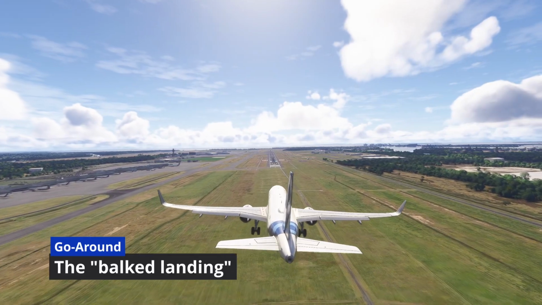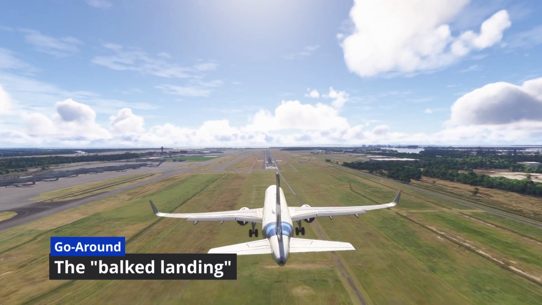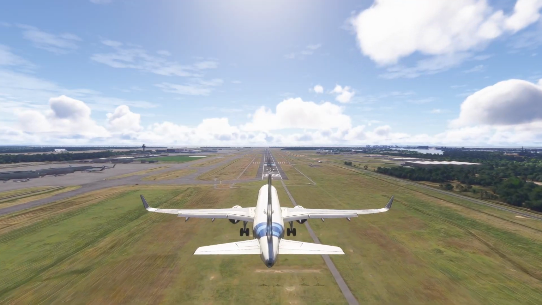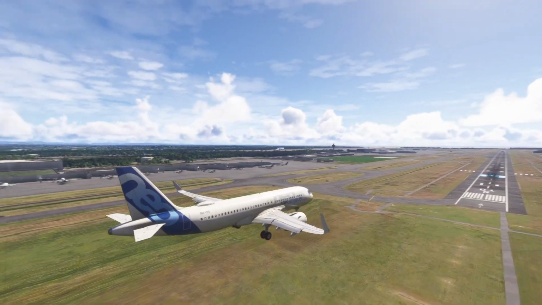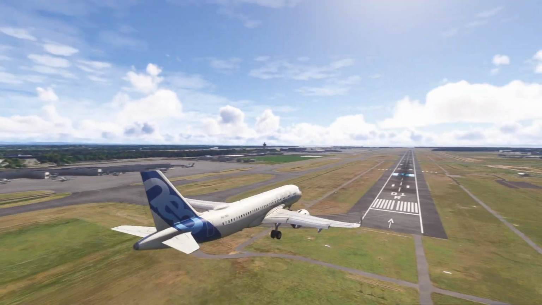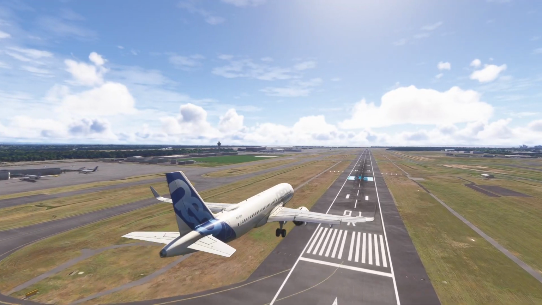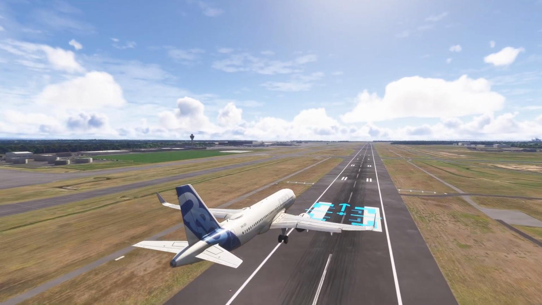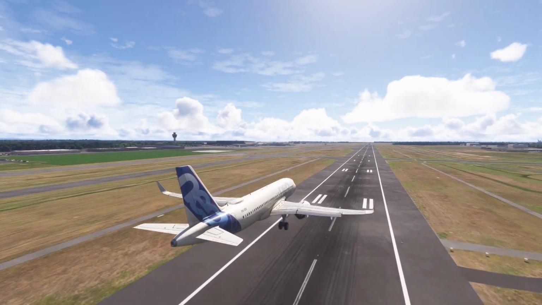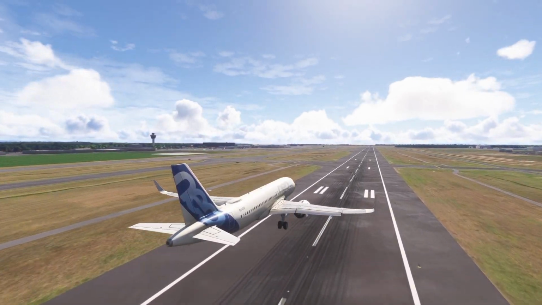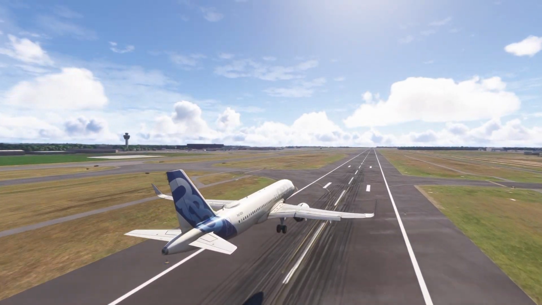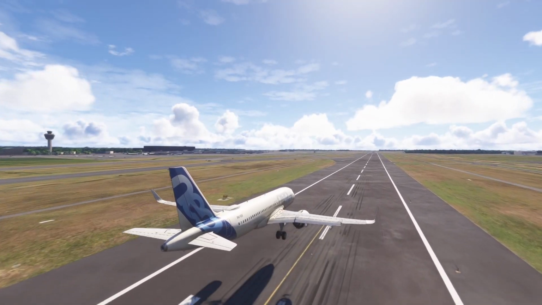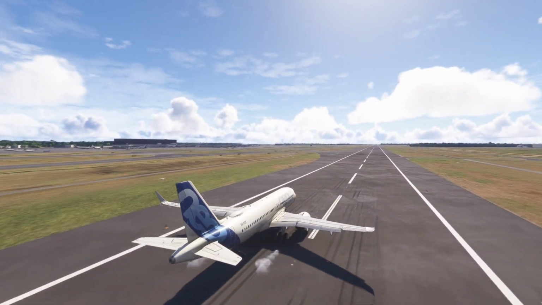A common question in Microsoft Flight Simulator is, can I go around after I've already touched down on the runway? The answer is yes, but it's now called a balked landing. If you bounce hard or realize the runway is too short after touchdown, you can still go around as long as you haven't deployed your thrust reversers. Once reversers are open, you are committed to stop. But if the wheels just touched, full power, pitch up and get back into the sky.